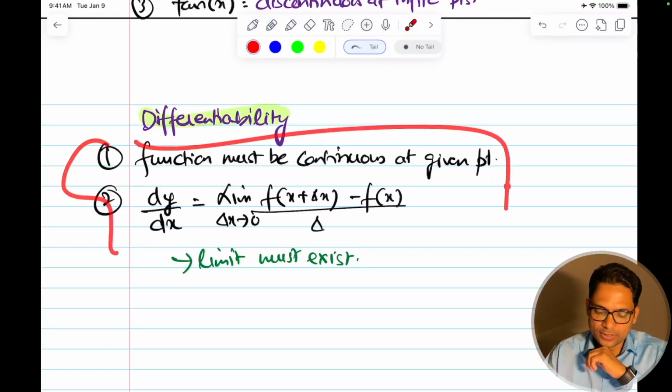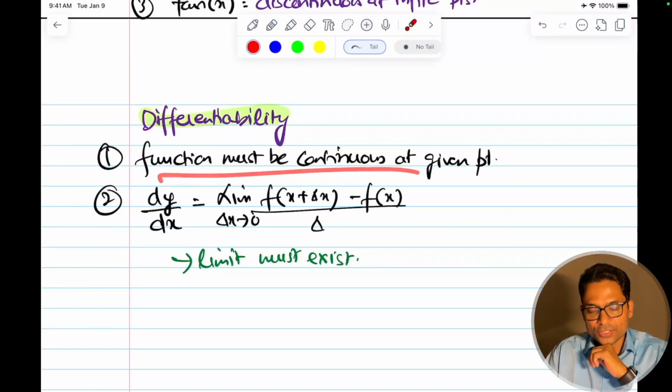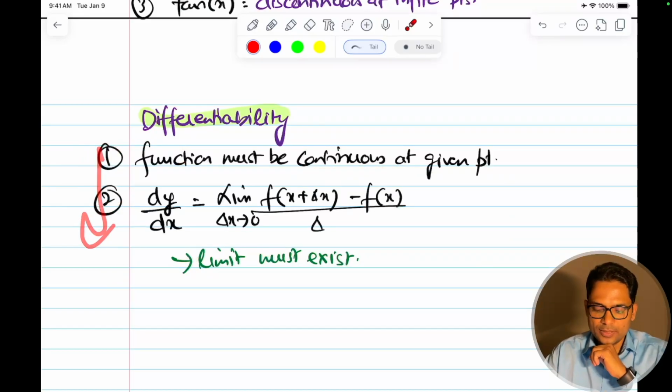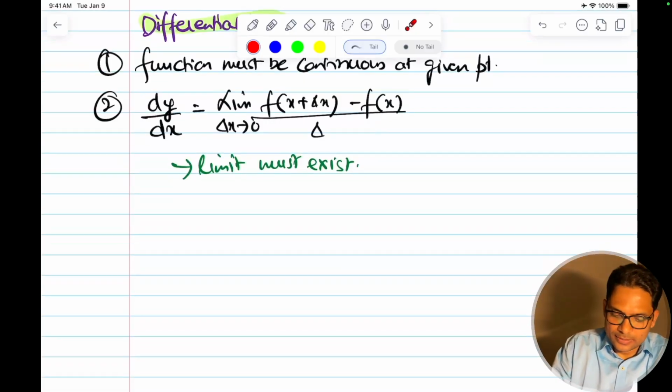So if these two conditions are met, then only we can say that a function is differentiable at a given point. First it should be continuous, and then this limit should exist. Only then this is called differentiable at a point.